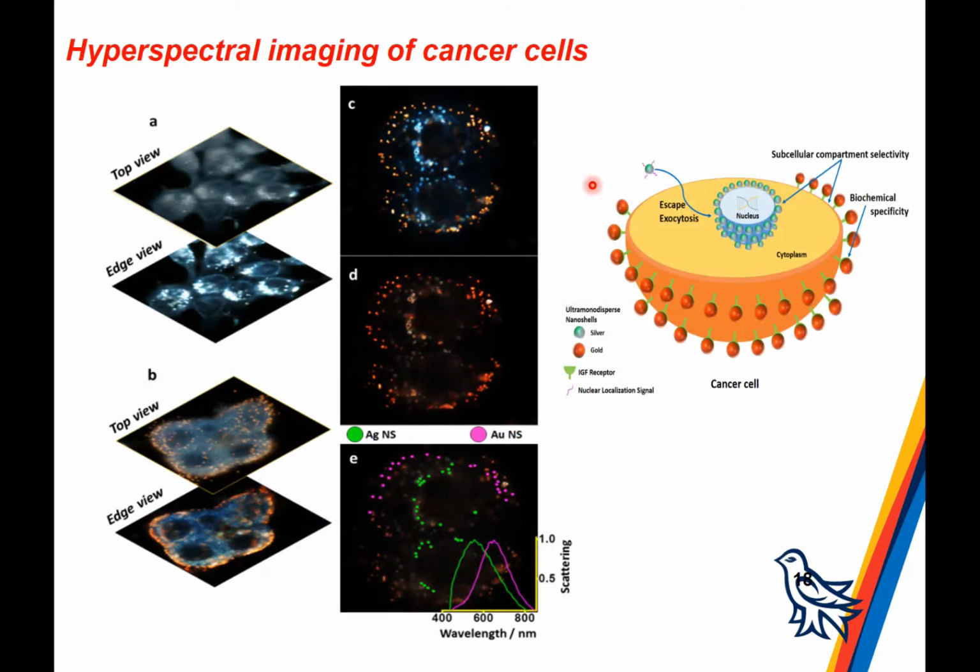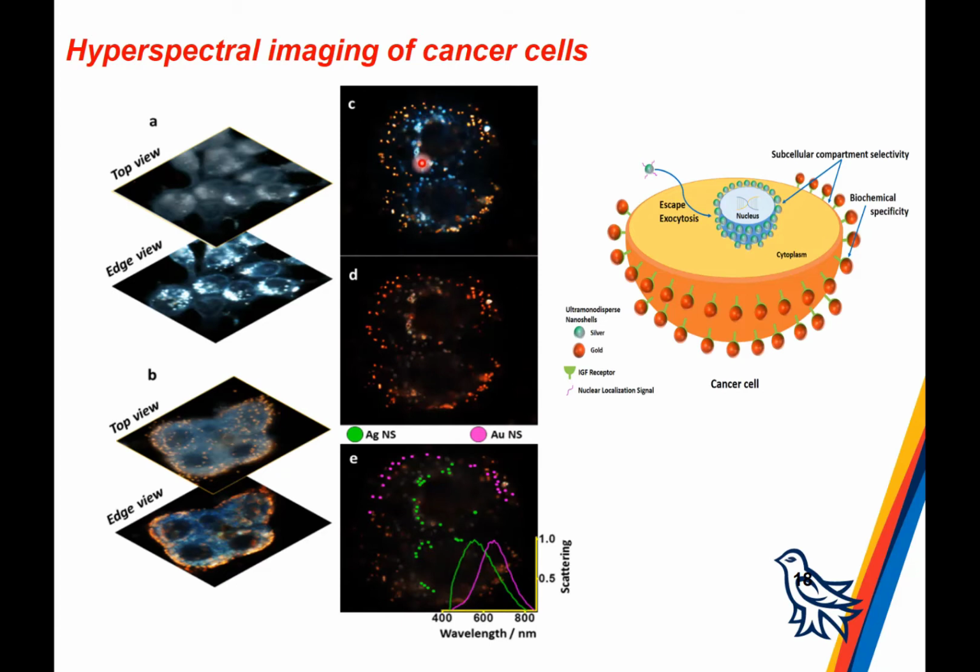So here we can use one type of nanoparticle or one color to look at the membrane of the cell, and another color to look at the nucleus of the cell. And when we put them together, we can see the nanoparticle in the membrane has a certain color, and the nanoparticle in the nucleus has a different color when you look on the hyperspectral microscope.